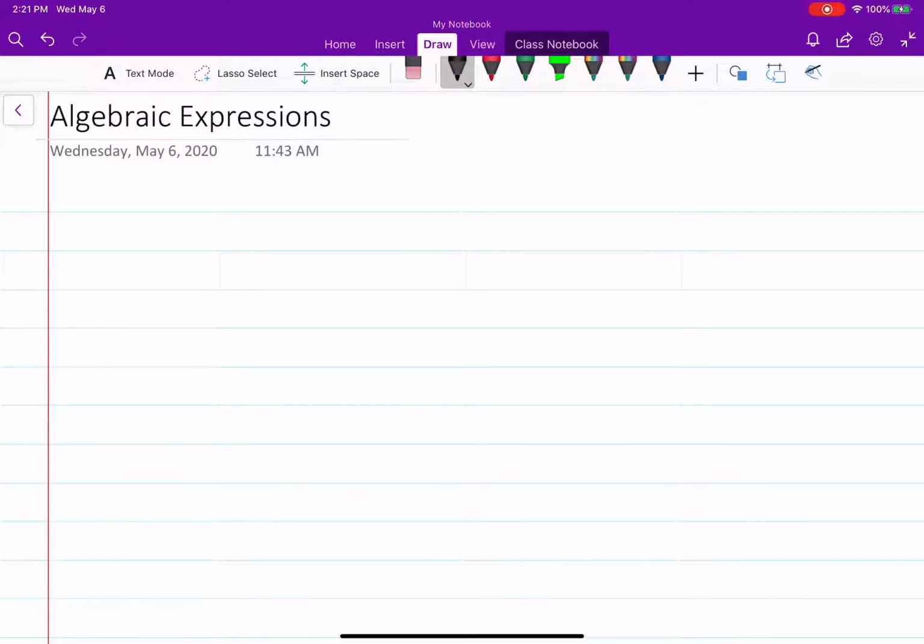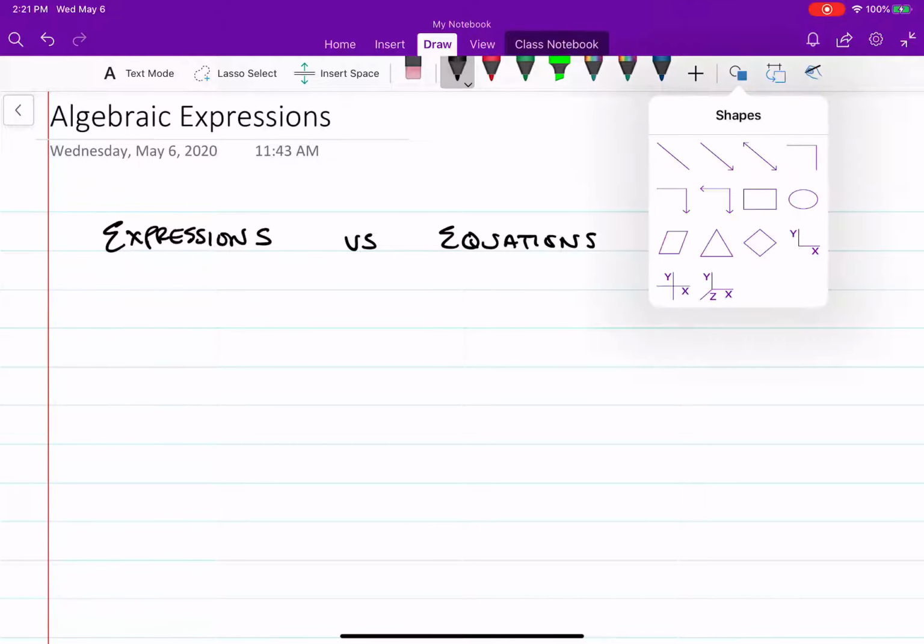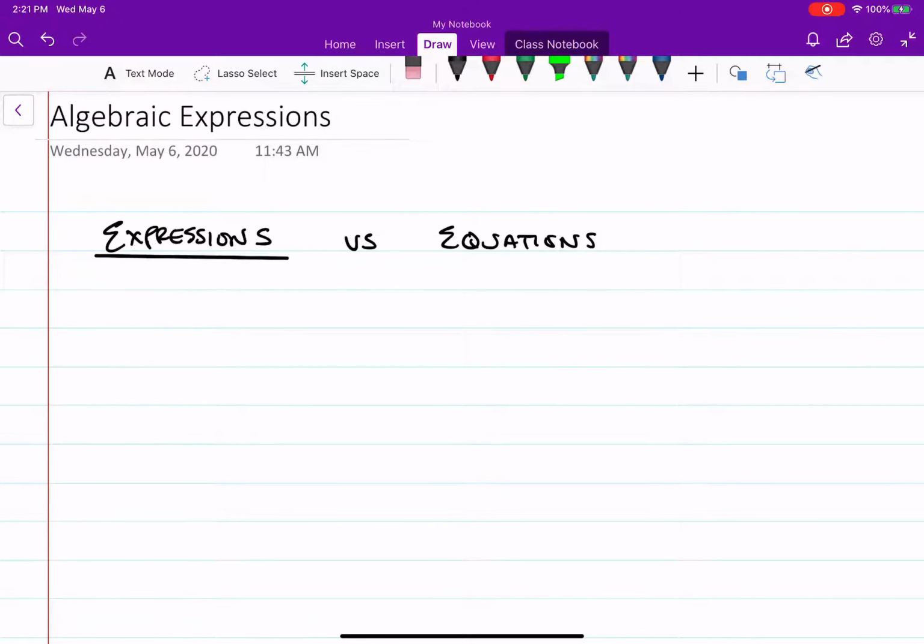All right, we're going to talk about algebraic expressions today. But before I even talk about what algebraic expressions are, we're going to talk about the difference between expressions versus equations. So you guys are going to experience both of these things, expressions and equations. And you're going to have to know the difference between the two, okay?